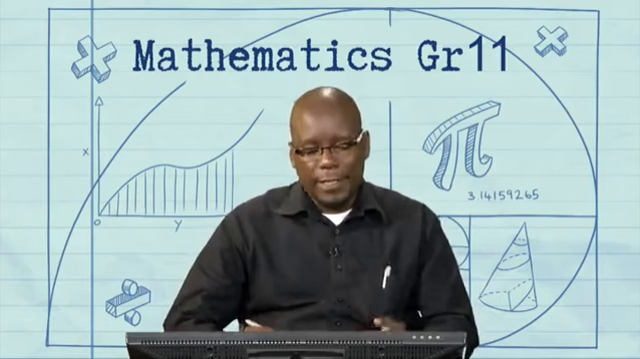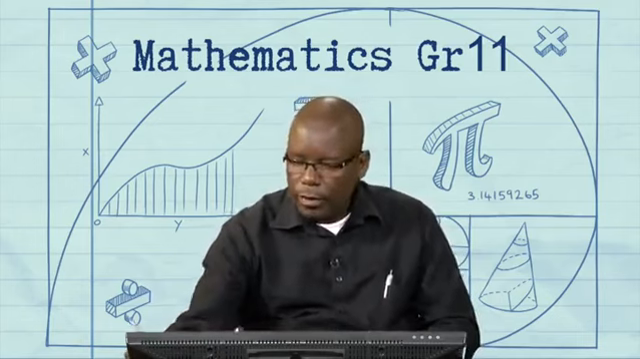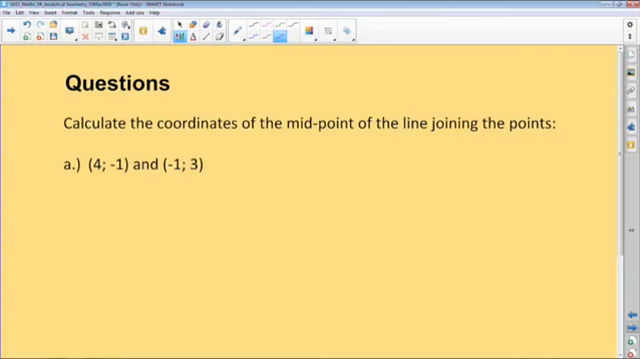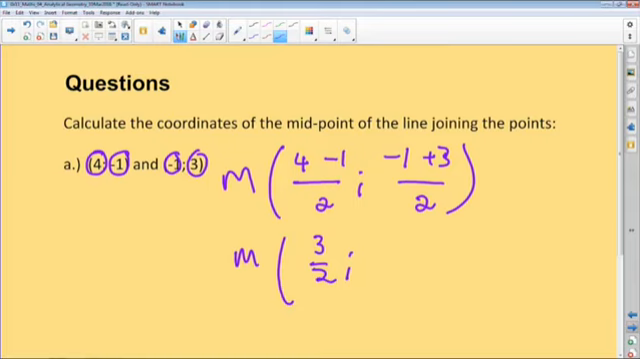That was wonderful, grade 11s. Let's just see if most of us have got the correct answers. Calculate the coordinates of the midpoint of the line joining these points. Midpoint is at x1 plus x2 over 2, y1 plus y2 over 2. So x1, if you're saying this is your x1, that's going to be 4. x2 would be minus 1, over 2, and y1 is minus 1, y2 is plus 3, all over 2. And then we normally represent it with M. So M is 4 minus 1, that's 3 over 2, and 2 over 2, which is a 1.